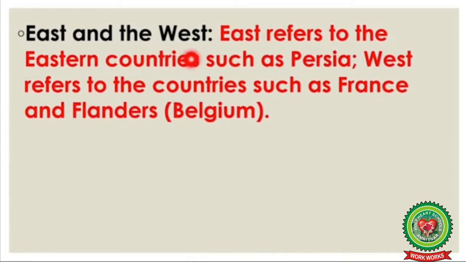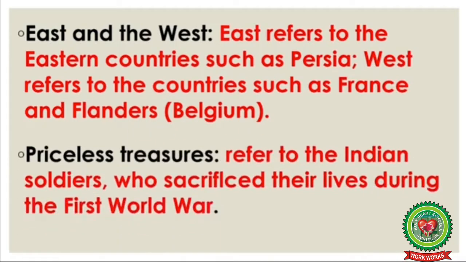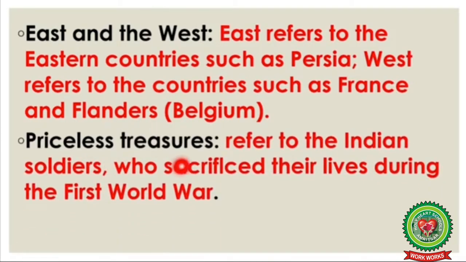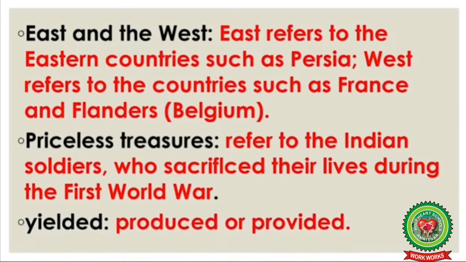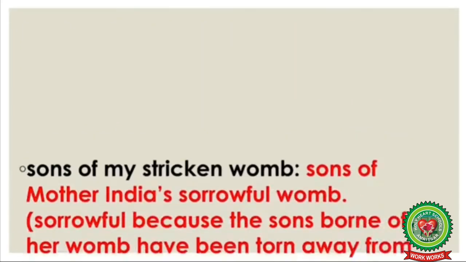East and the West. East refers to the eastern countries such as Persia. West refers to the countries such as France and Flanders. Flanders is the previous name of Belgium. Priceless treasures here refer to the Indian soldiers who sacrificed their lives during the First World War. Yielded means produced or provided.